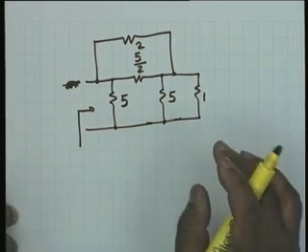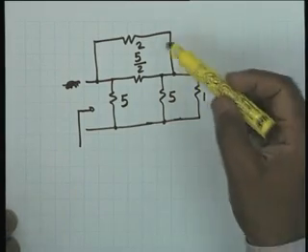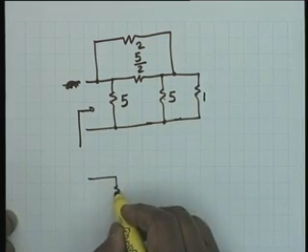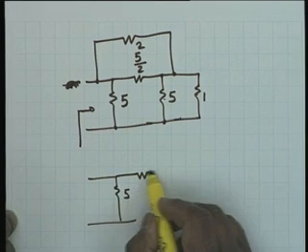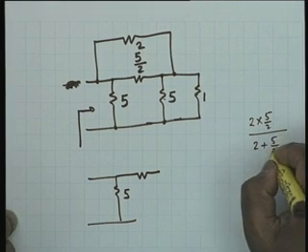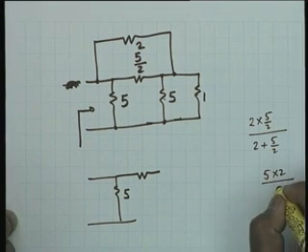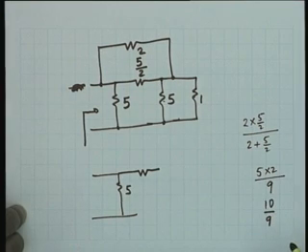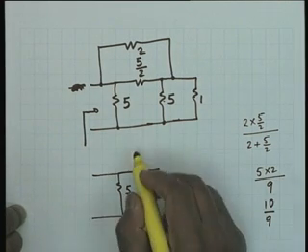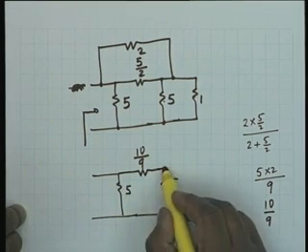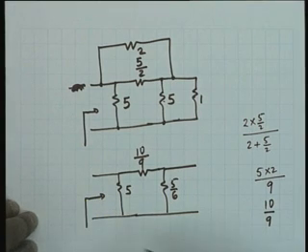Simplifying it further only means that I shall combine these two and I shall combine these two. Let us see what it becomes. How much is this? 2 times 5 by 2 divided by 2 plus 5 by 2. This is equal to 5 multiplied by 2 divided by 9, which equals 10 by 9. Is that okay? 2 times 2.5 is 5, divided by 2 plus 2.5. That's correct, 10 by 9. And this resistance, how much is this? 5 by 6. So this resistance is 5 parallel the series combination of these two.